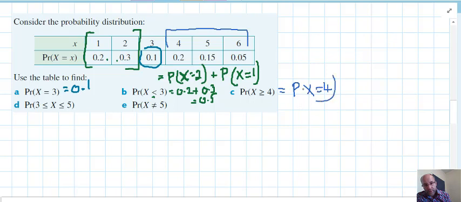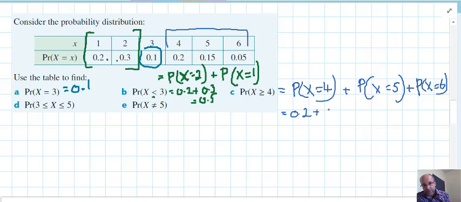4 plus probability that x equals 5 plus probability x equals 6, which would be 0.2 plus 0.15 plus 0.05, which is 0.4.